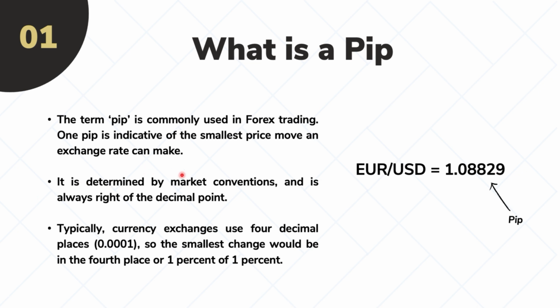It is determined by market conventions and is always right of the decimal point. Typically, currency exchanges use 4 decimal places, so the smallest change will be in the 4th place, or in other words, 1% of 1%. For example, Euro US dollar, current price is 1.08829. In the 4th place after the comma, so 1, 2, 3, 4, this is your pip. So when this goes to 3, it's plus 1 pip. If it goes to 1, it's minus 1 pip.